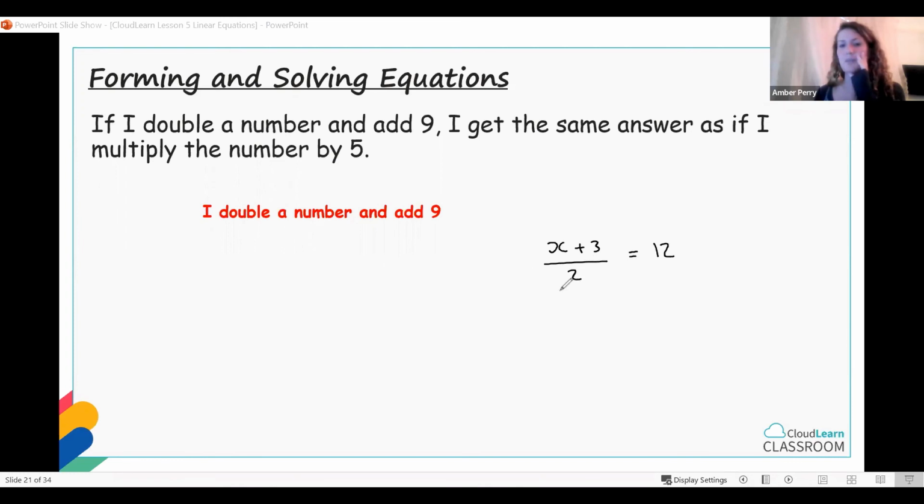So multiplying this side by 2 would just get rid of that divided by 2, because dividing by 2 and multiplying by 2 cancel each other out. Okay. So that's why we're left with x plus 3 on this side. And then 12 times 2 is 24 on this side. Does that answer your question? Yes. So the reason why we choose to times by 2 is so that we get rid of this divide by 2. Thank you. Okay.